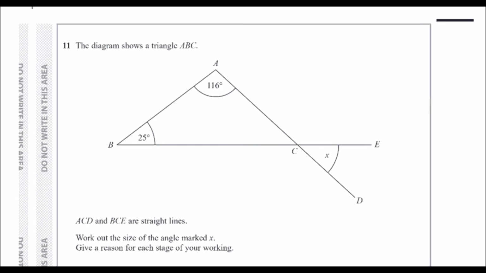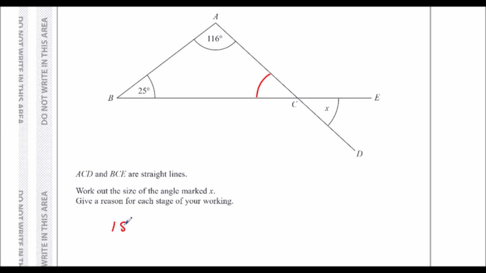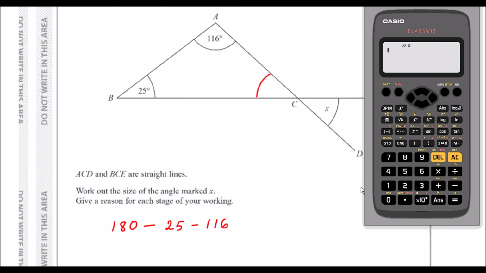Question 11. The diagram shows a triangle ABC. ACD and BCE are straight lines. Work out the size of the angle marked X. Give a reason for each stage of your working. So we could work out the missing angle in the triangle because all angles in the triangle add up to 180 degrees. So if we have 180, take away these 2 angles, so take away 25 and take away 116. We get 39 degrees.